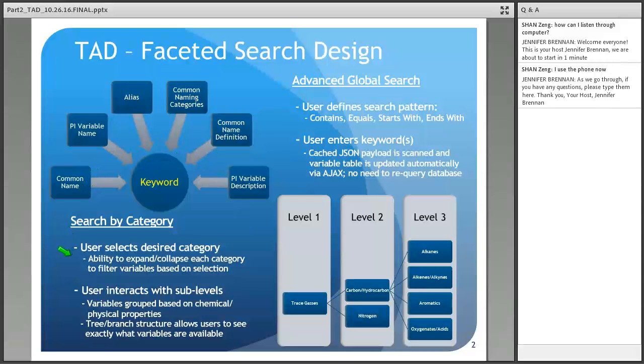The search by category, again, this is the faceted search that Amanda touched on, but we allow you to expand and collapse each category so you can look at different variables of interest. So for here, I've shown how trace gases is broken down into sublevels, so carbon, hydrocarbon, down to alkanes, and this will allow you to easily start filtering variables of interest.